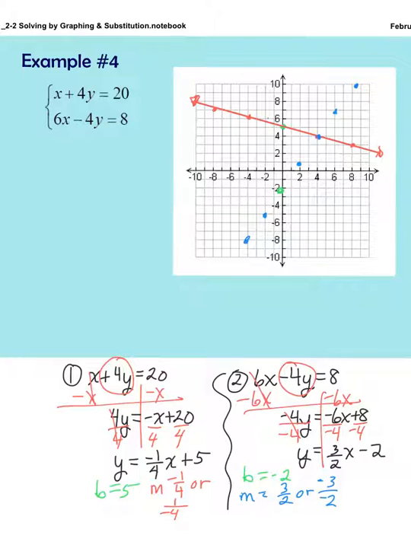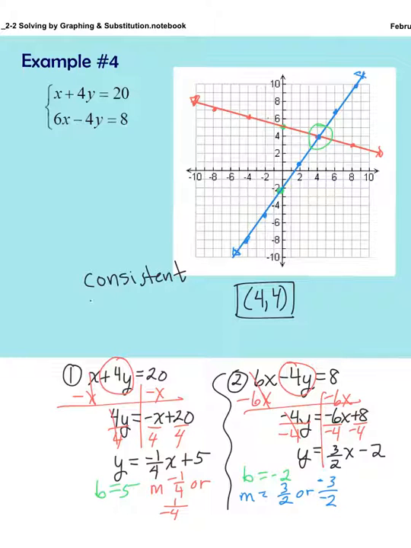Okay, so let me connect those. Okay, put arrows on the ends. And there we go. So our solution is here. And if you name the x and y value, the x value is 4, y value is 4. So that means our solution is 4, 4. And once again, we have intersecting lines with one solution. So it is consistent and independent.